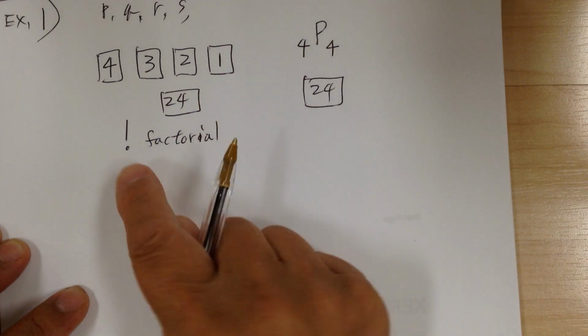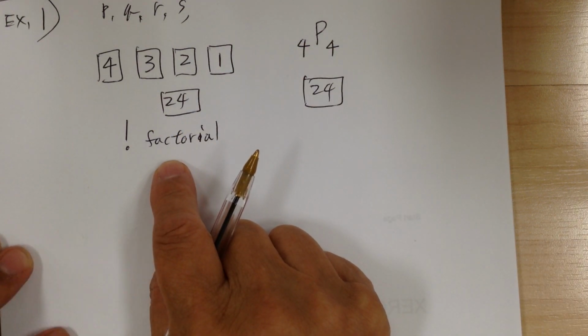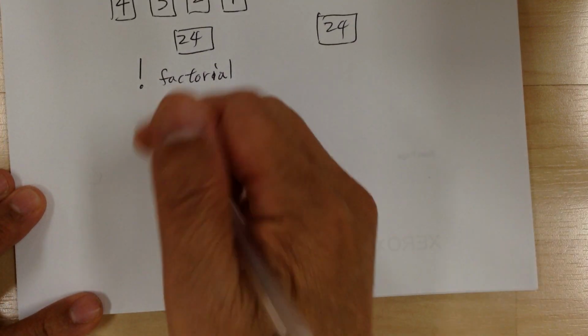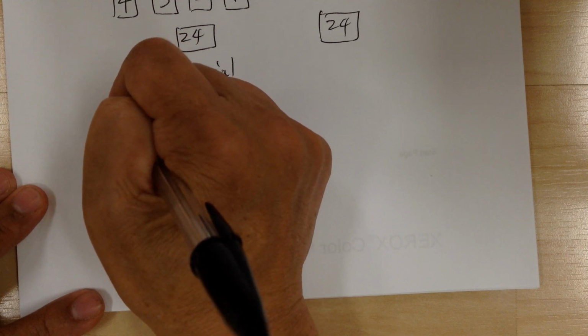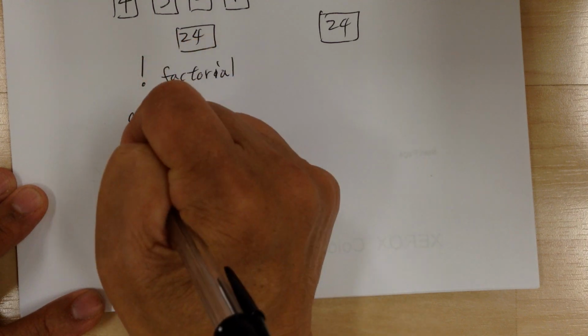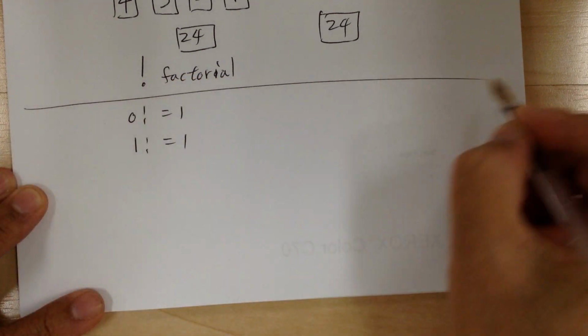Okay? The factorial means you multiply the consecutive numbers. So for example, here's some definitions. 0 factorial equals 1. Okay? 1 factorial equals 1. So this is a definition that you need to know.